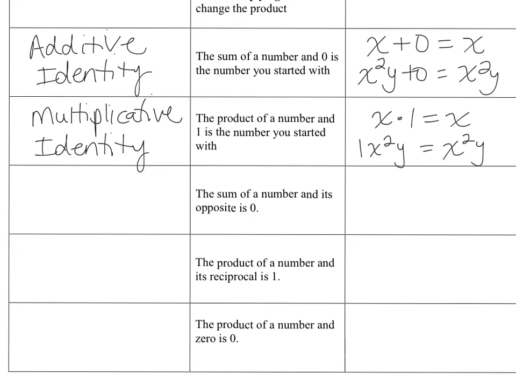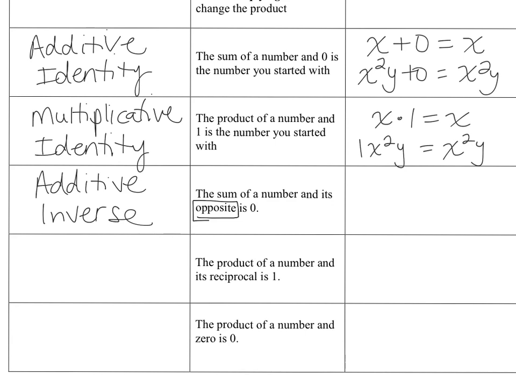So these next two are talking about opposites and reciprocals. So this first one, the sum of a number and its opposite is 0. This one right here is the additive inverse. So this one's saying if you add two opposites together, so opposites are positive and negative numbers. So if I say 3 plus negative 3, well, those are going to cancel each other out.